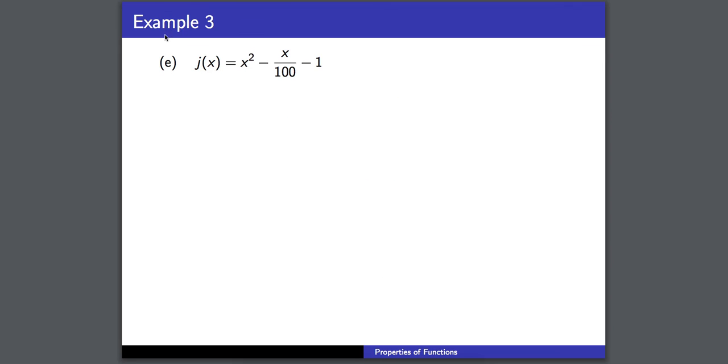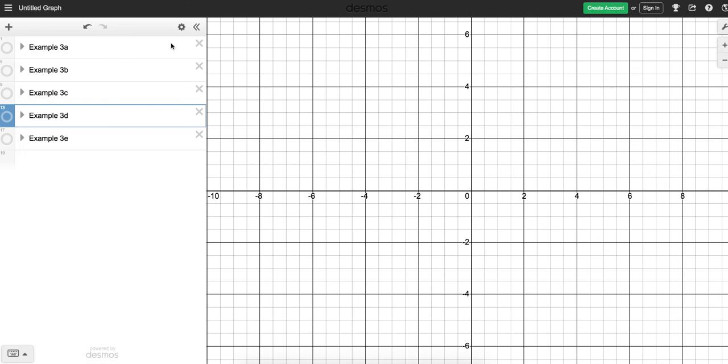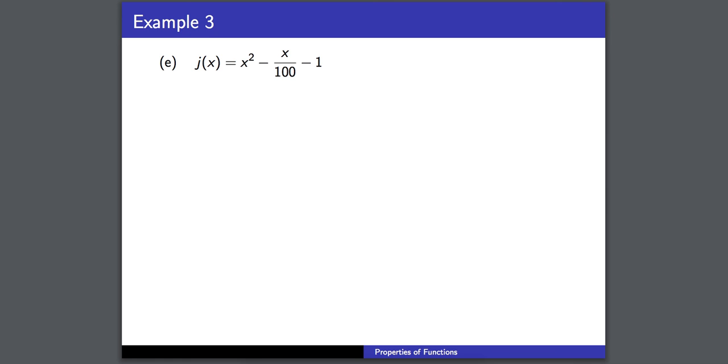All right, finally, as you saw from my quick progress to the next slide here, j of x is x squared minus x over 100 minus 1. So let's take a look at that one. So here's the graph, and it appears to be symmetric with respect to the y-axis. So suspicions on the graph would say this is an even function, but let's see.